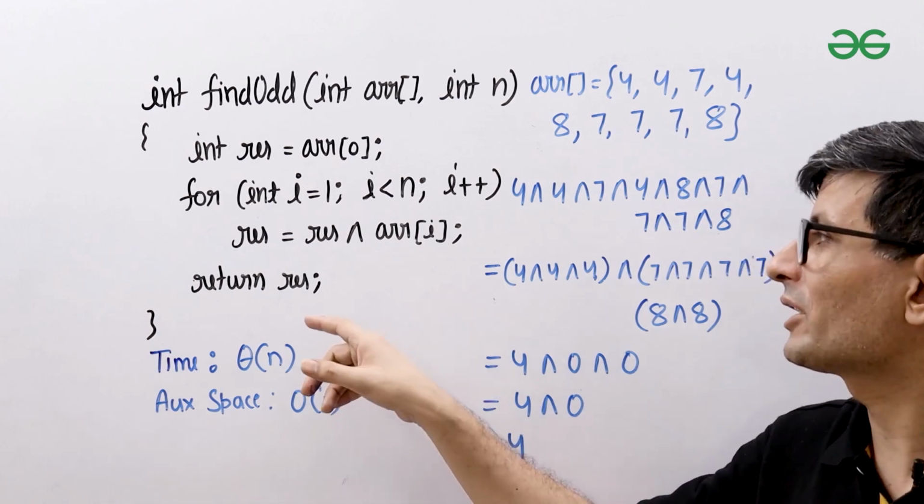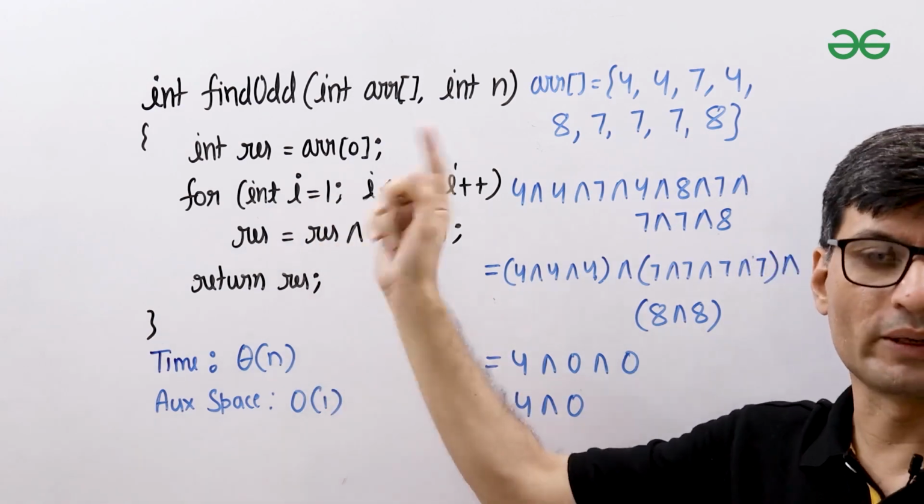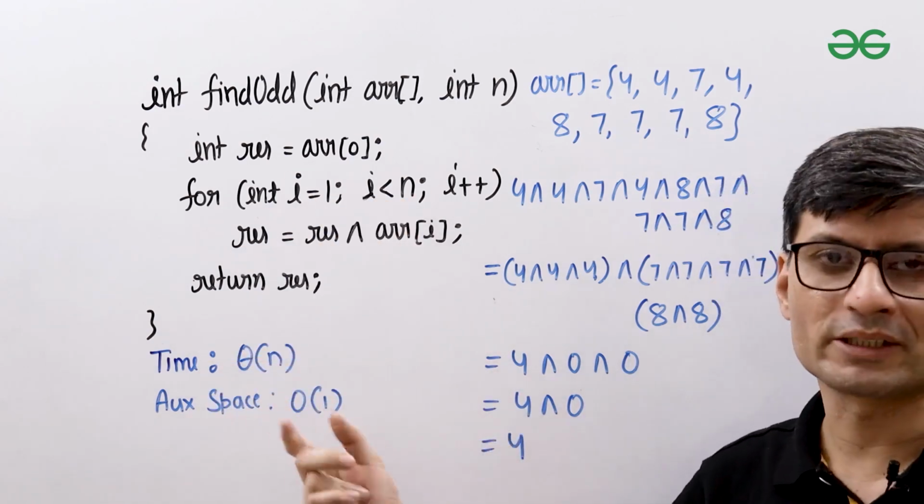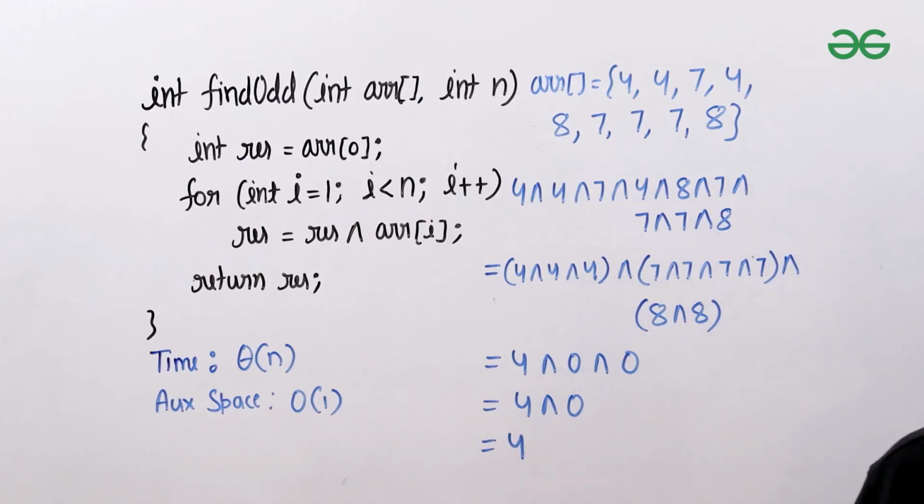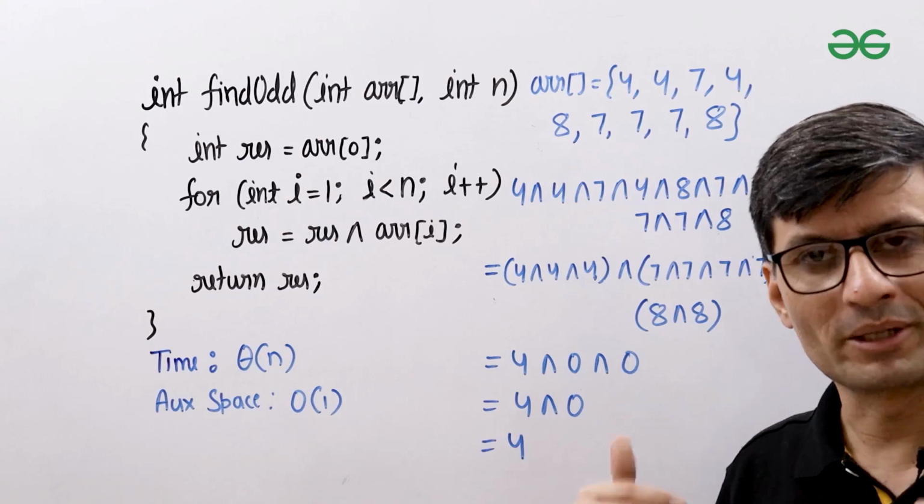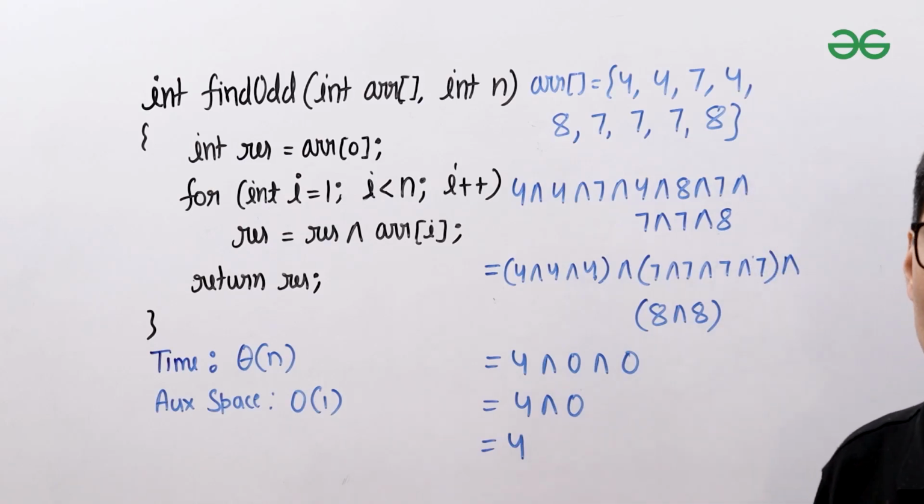Now, what is the time complexity of it? It's clearly theta n. We are running a loop n times, right? And auxiliary space, it's clearly big O of 1. We are not using any auxiliary array or anything. So this is really an interesting bitwise operator based solution to solve an array problem.